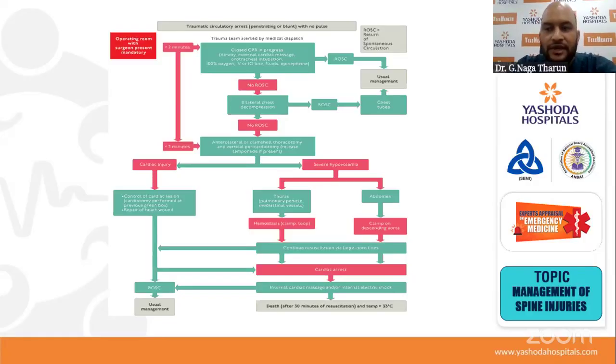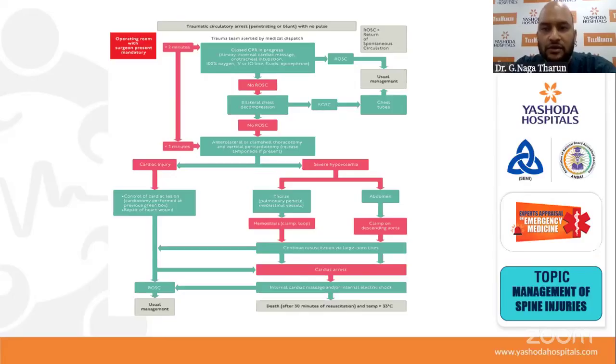Then if the patient is in severe hypovolemia and open thoracic injuries are there, close the injuries with three-way flutter valve injury management. And in thoracic injuries, if pulmonary pedicle or mediastinal injuries are suspected, hemostasis should be done by clamp or loop, and continue resuscitation.